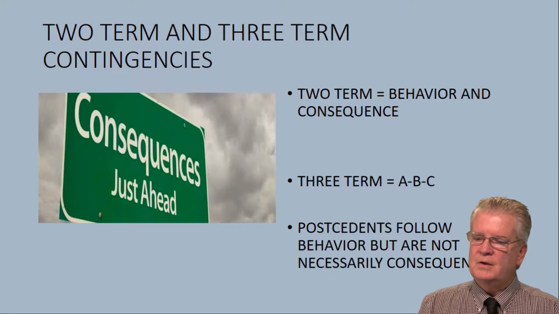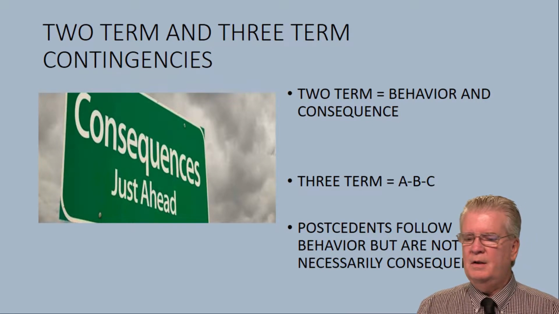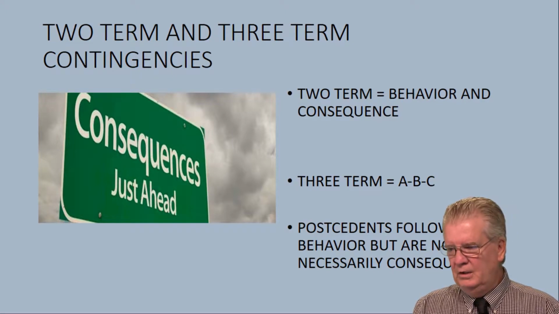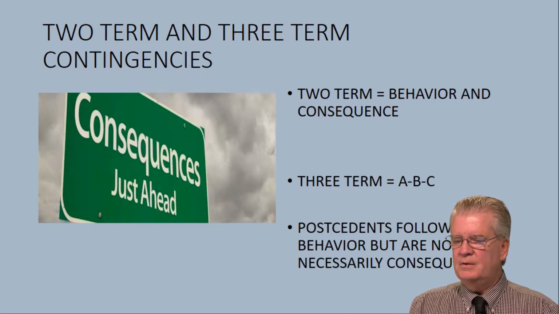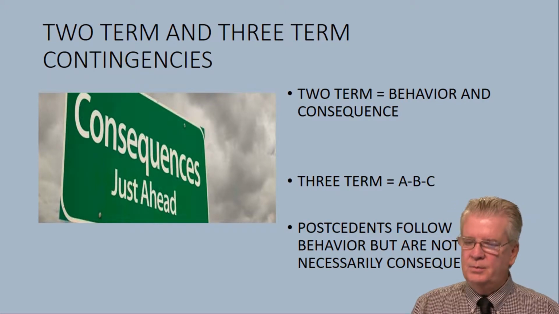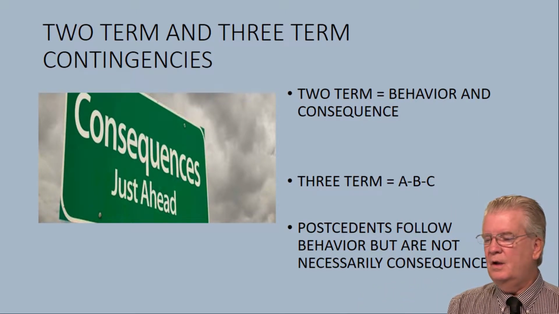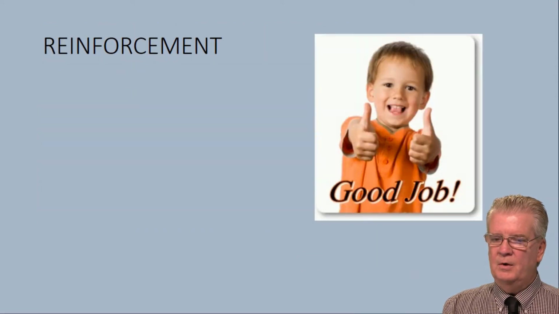So postcedents, just as a reminder, follow behavior but are not necessarily consequences. Consequences produce that change. Behavior increase, it had to be positive or negative reinforcement. Punishment produces that decrease in the future probability. They're not necessarily consequence. Postcedents are just things that follow the behavior. And that's probably a new term for you.